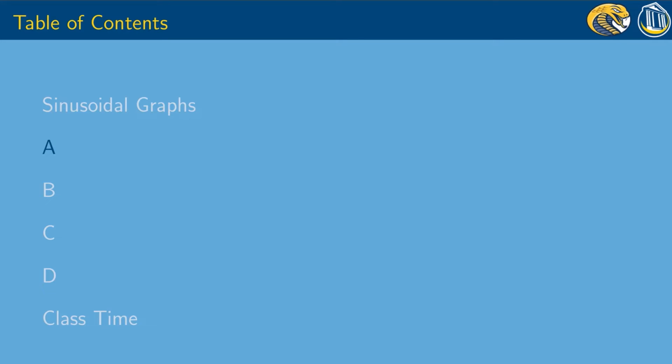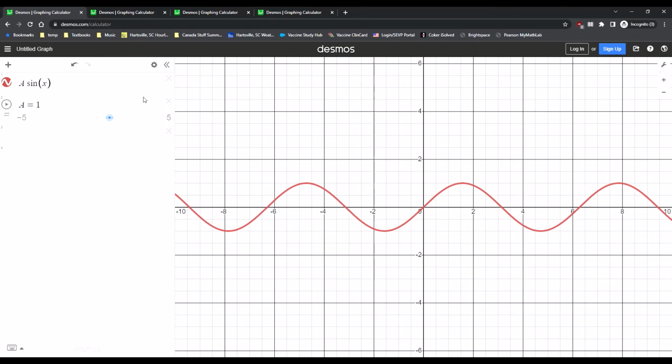Let's start with a. Remember, a is being multiplied by sine of x. It is on the outside of the function. And so right now we have a function that just looks like ordinary sine of x, but it's actually a times sine of x where a equals 1. We'll notice multiplying by 1 doesn't actually change anything.